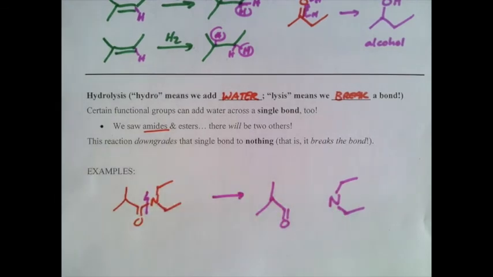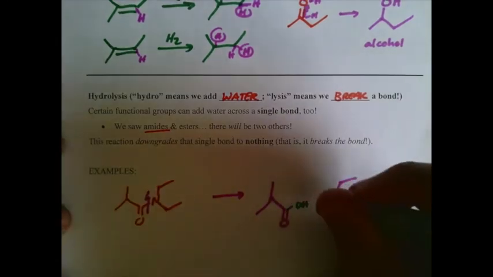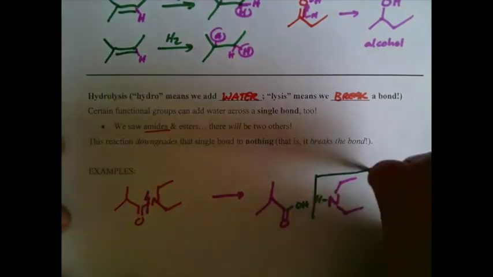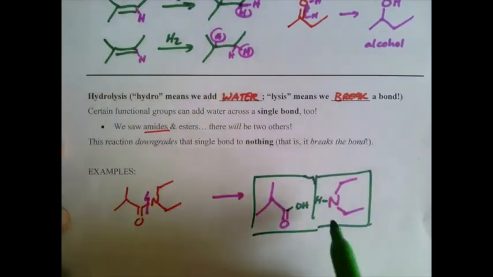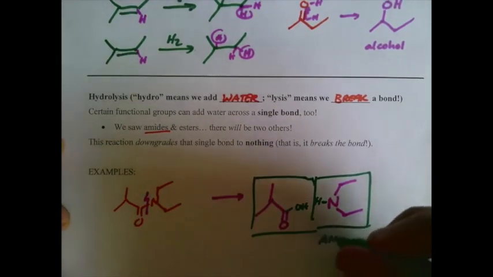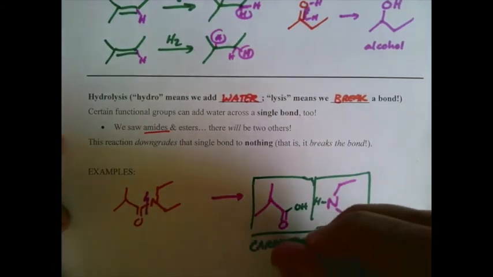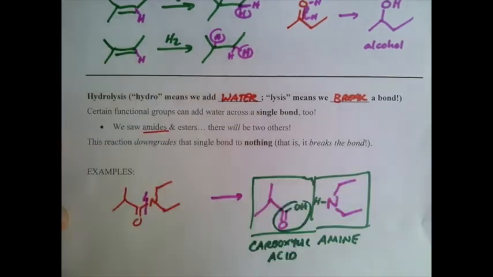So if I'm thinking about the water as having a negative OH and a positive H, they're going to match up where they're wanted. So the OH will go here, the H will go there, and these will be my two individual products. We get two separate molecules now. This functional group we'll learn eventually to call an amine, and this one over here will be called a carboxylic acid. Again, that being this group right there.